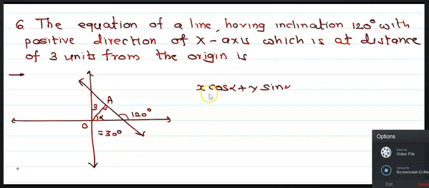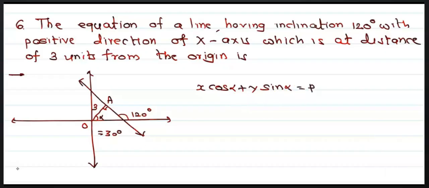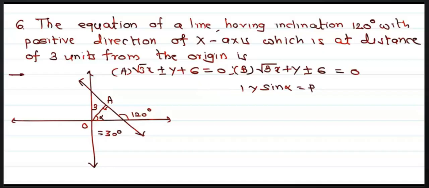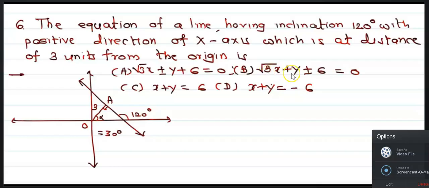Now the equation of the line in normal form is x cos alpha plus y sin alpha is equal to p. The options are: A, root 3x plus or minus y plus 3 plus 6 is equal to 0. B option, root 3x plus y plus or minus 6 is equal to 0. C option, x plus y is equal to 6, and D is x plus y is equal to minus 6.